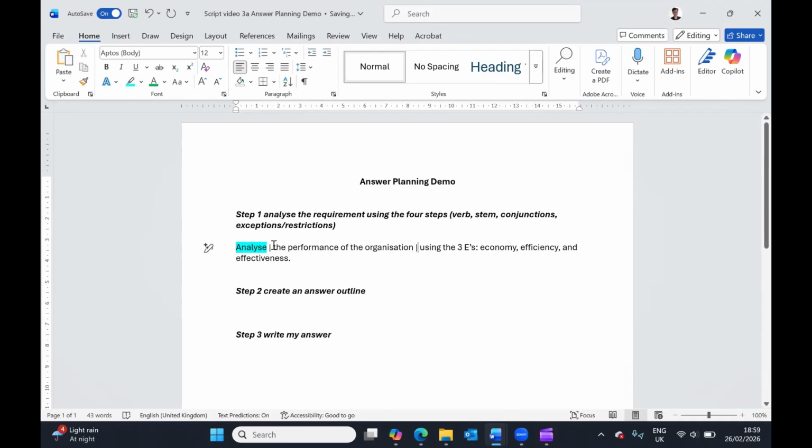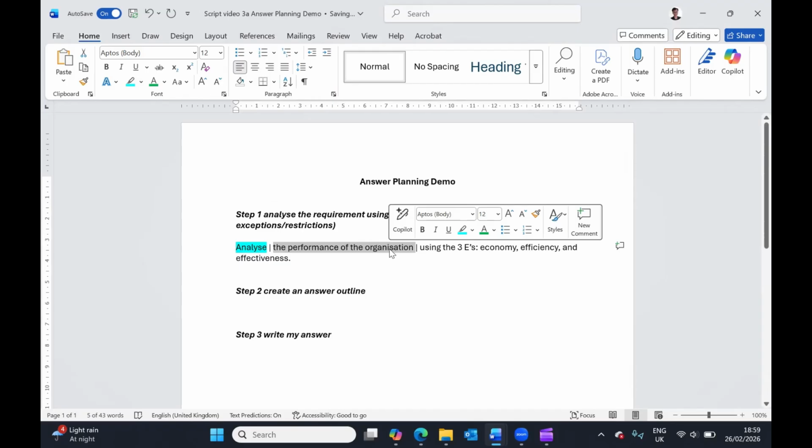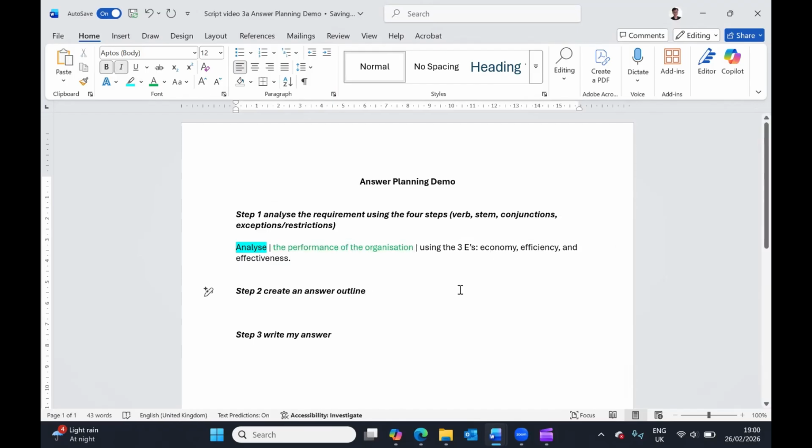Now, the stem, we said the stem told us the focus or the topic of the question. And so the stem here is the performance of the organization. So I'm just going to put that in a different color, right? So I know that that is what I'm being asked to do. I'm being asked to give some sort of a response to the performance of the organization. Nothing else is the performance.